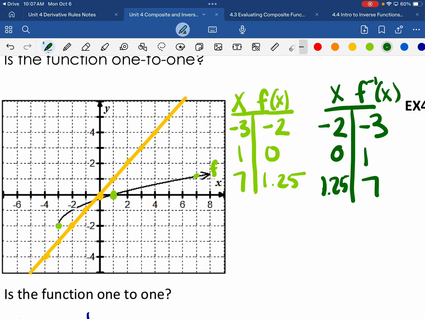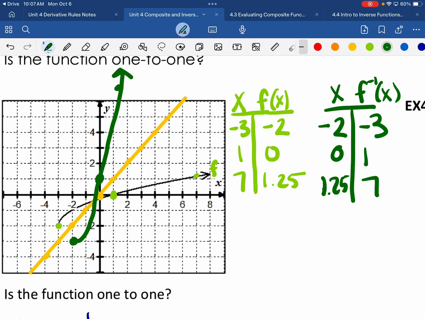So I'm going to take my new points that are on the inverse and plot them on my graph. So -2, -3 is going to be right here. 0, 1 is going to be right there. And 1.25, 7: 4, 5, 6. Oh, that goes off. That's okay, though. It'll be up here. Your graph is going to be the same shape. Since my graph has an endpoint right here, it's going to have an endpoint, and then it's going to be an arrow going upward.